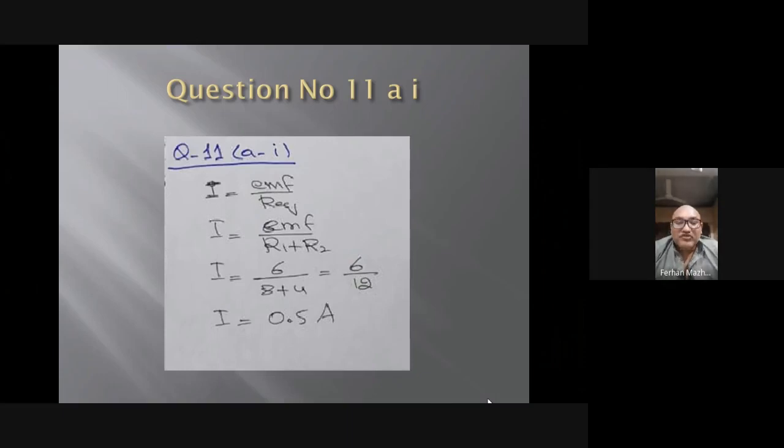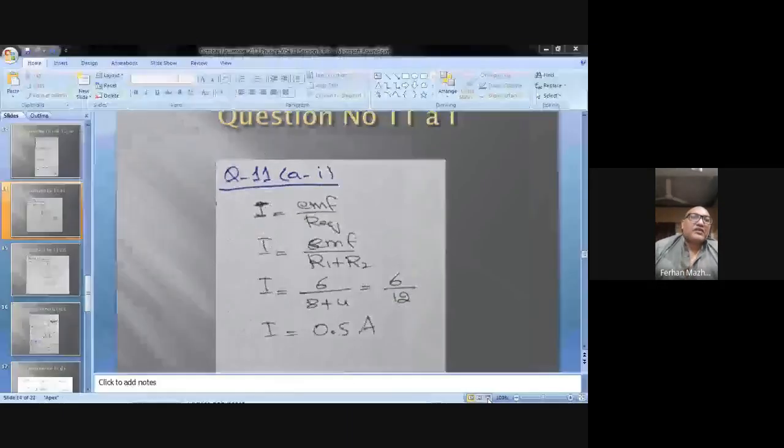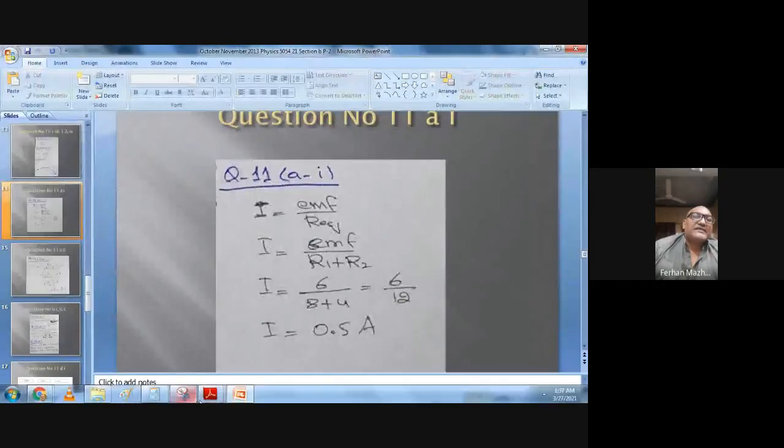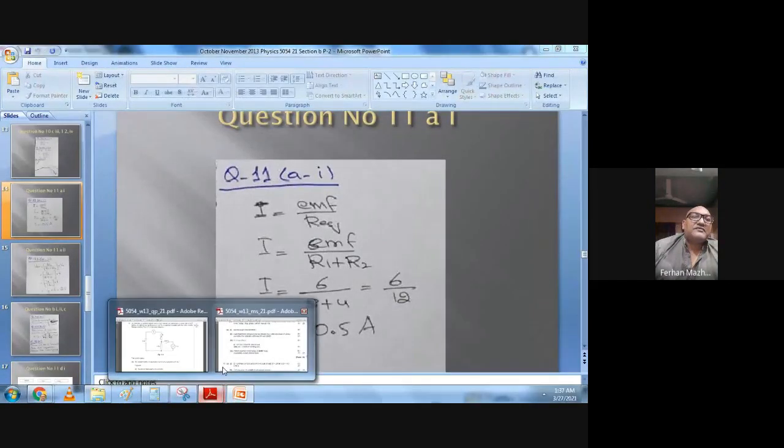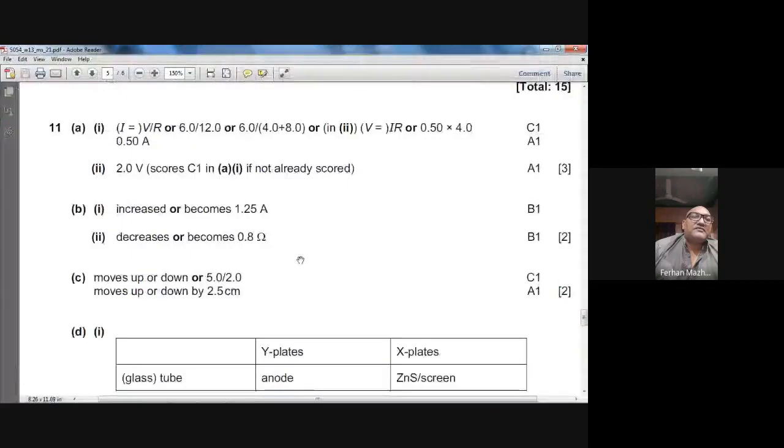So hope you have understood this. Let me show you the marking scheme as well. So you can see the first part, the answer is 0.5 ampere. Question number 11, A first part, the answer is correct, 0.50 ampere.